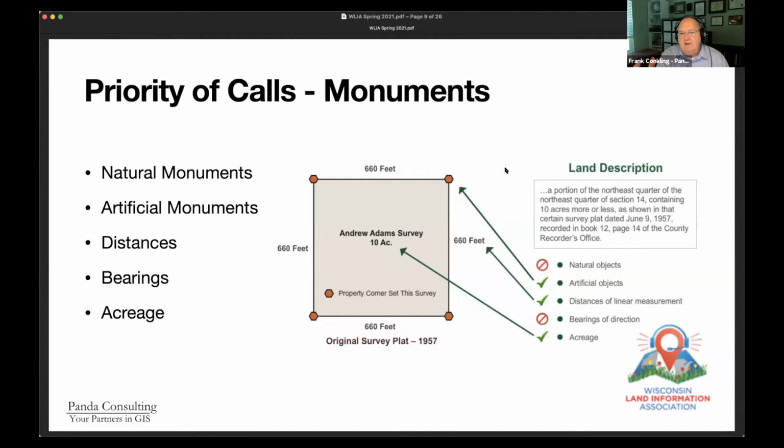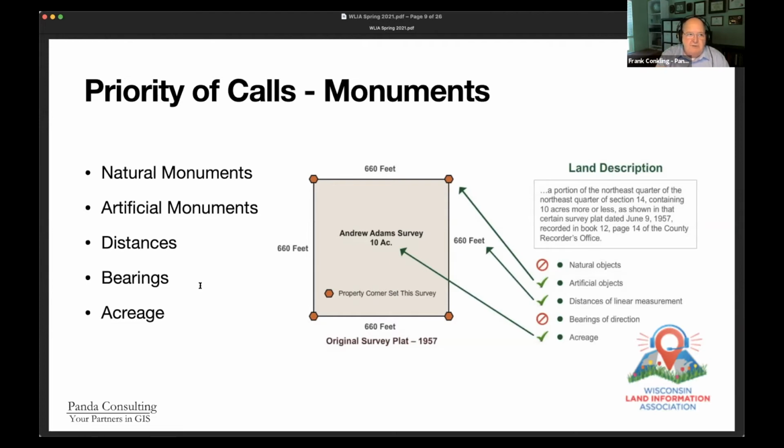A natural monument is something like a river or a road, but it does point out artificial monuments, which are those corners that have been set with monuments by the original surveyors. And then it goes down and it calls out distances and bearings and finally acreage. So if you look at this list here, this is actually sort of the filter. What controls when you have a series of conflicting sets of information within a legal description?